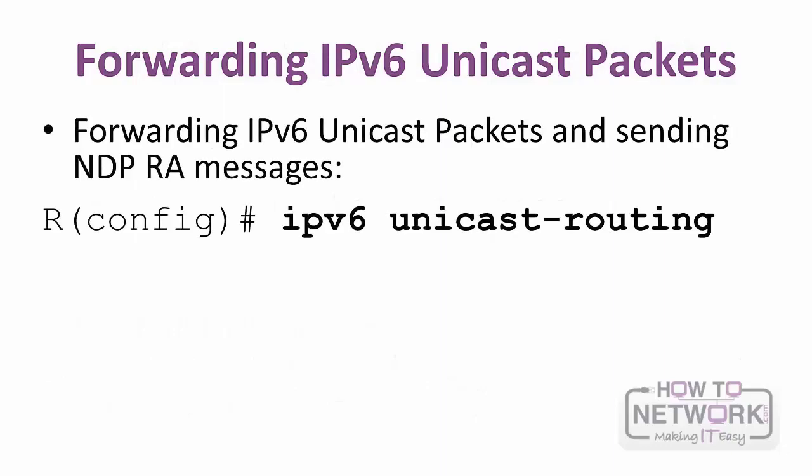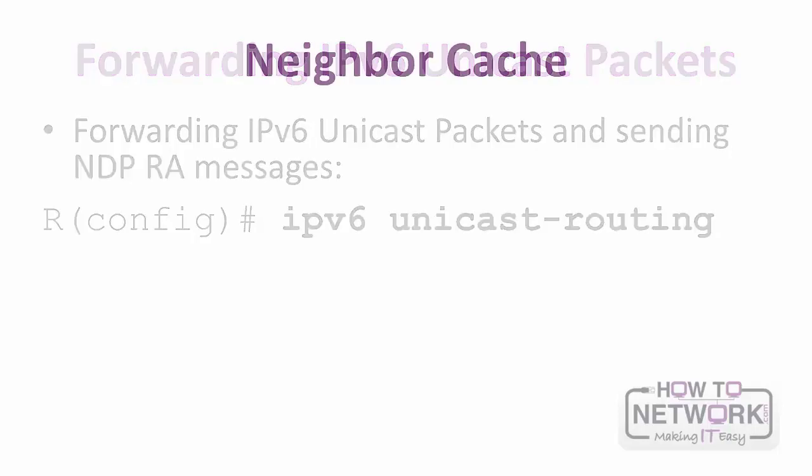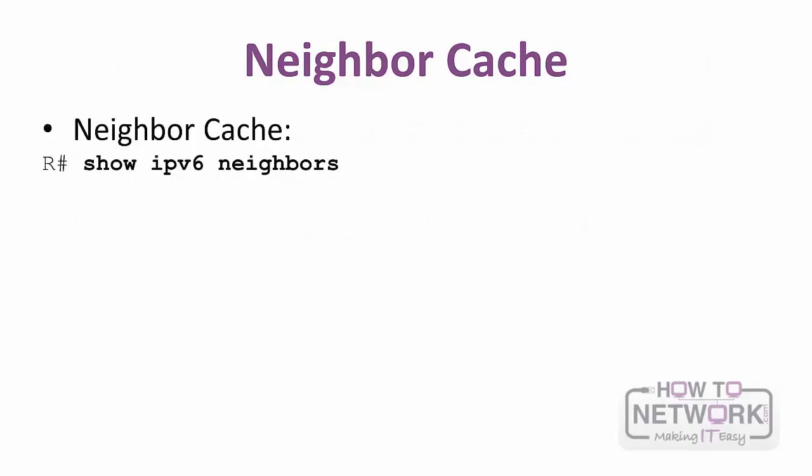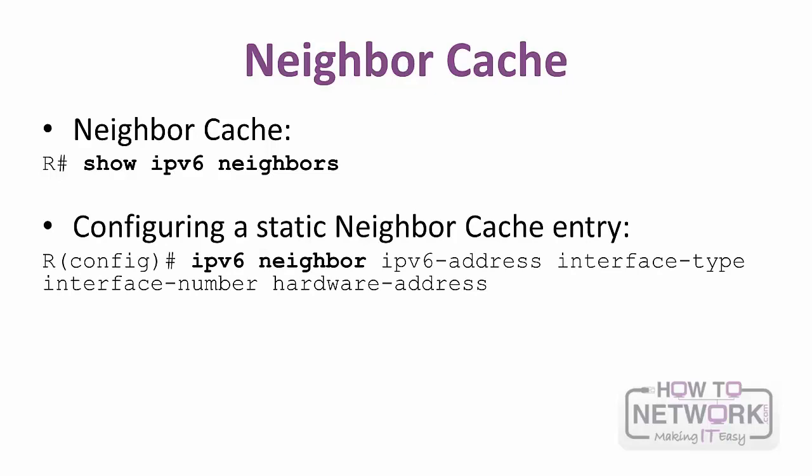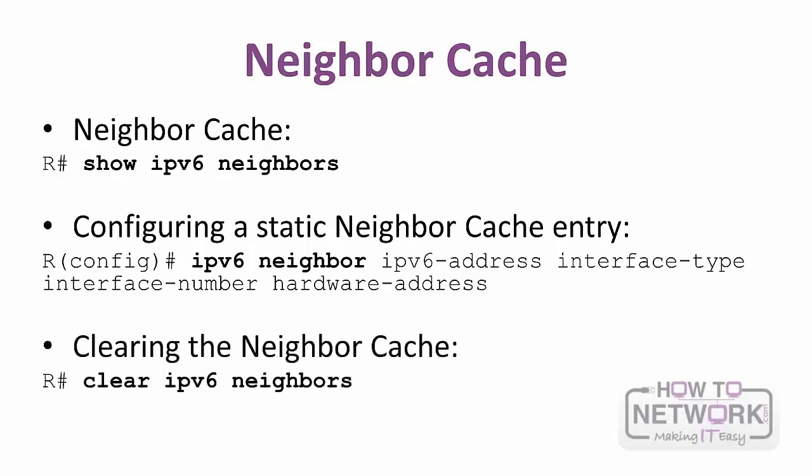Use the following global configuration command to enable the forwarding of IPv6 unicast packets and the sending of neighbor discovery router advertisement messages. The neighbor cache, similar to an IPv4 ARP cache, is displayed by using the following command. A static entry to the neighbor cache is configured by using the following global configuration command. The neighbor cache can be cleared by using the following command.